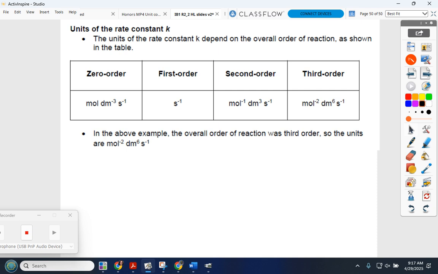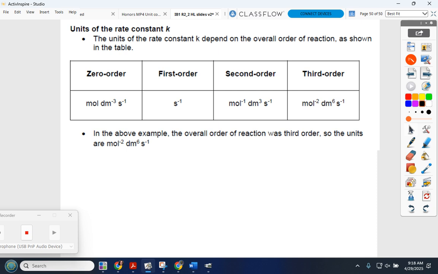Okay, because it's always going to be the same, because the only thing that's changing is how many moles per decimeter cubed we have in the denominator, right? Or how many we have on the K side of the equation. And if it's a zero order, then we don't have anything on that. If it's overall a zero order reaction, then the units of K is just the units of the rate, right? Because the K is going to be equal to the rate.